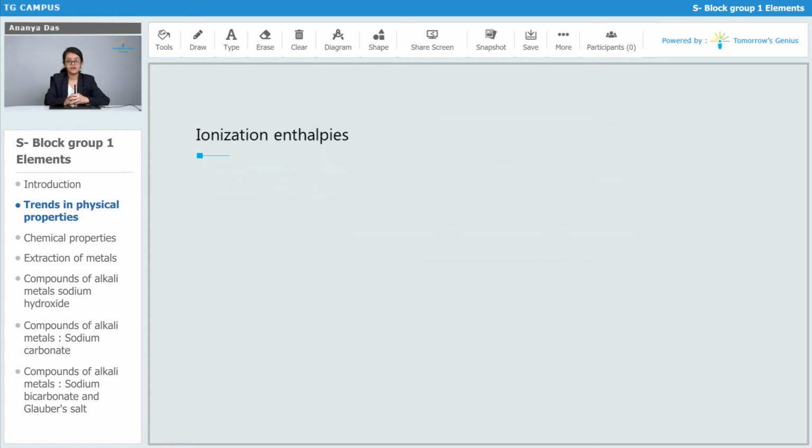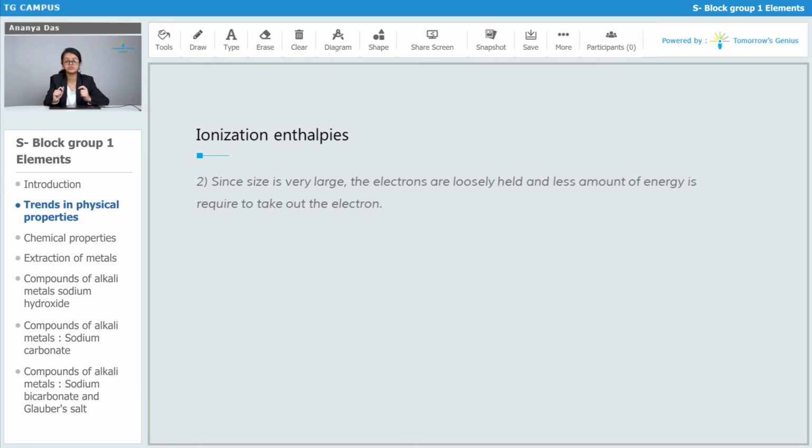The next trend that we have to see is ionization enthalpies. The first ionization enthalpy of the group 1 elements is the lowest among their respective periods. This is because the size of the alkali metals, we have already talked about, is the largest in the respective periods, and the nuclear charge that the outermost electron is feeling is lesser because of the larger size. Therefore, it is very easy to knock out that electron from its outermost orbit. So, that is why the first ionization enthalpies of alkali metals are the lowest in their respective periods.